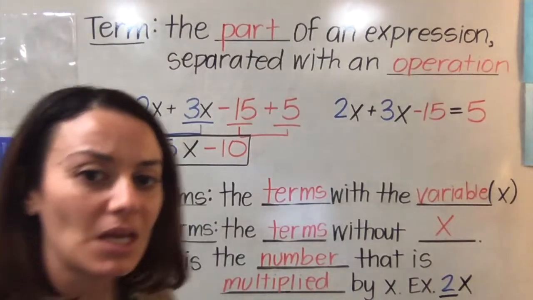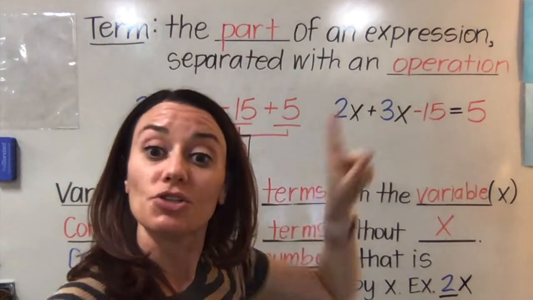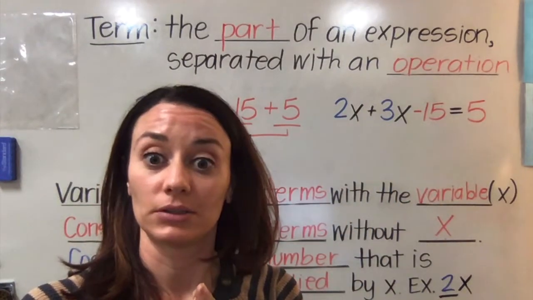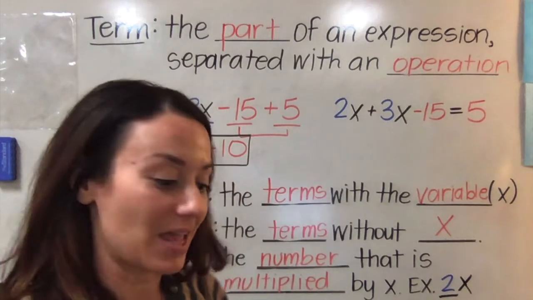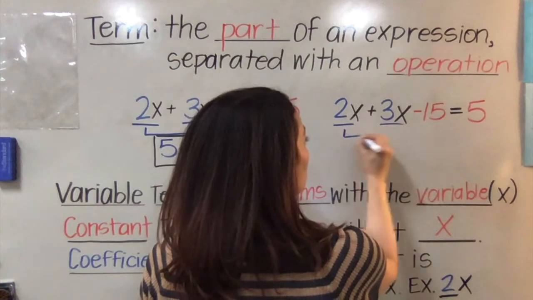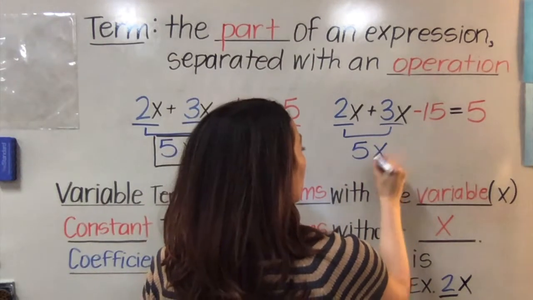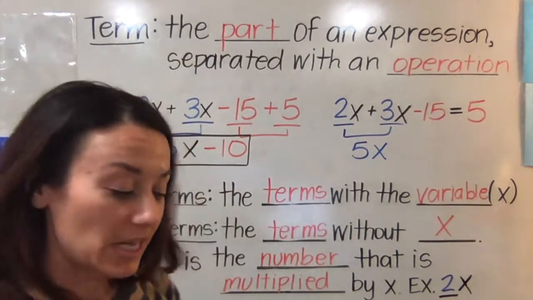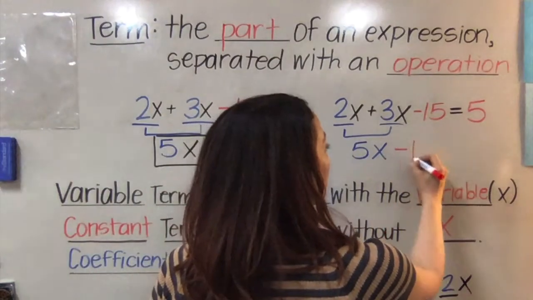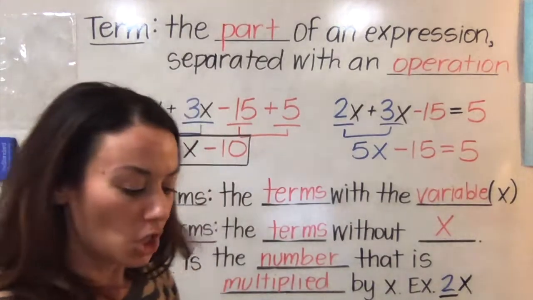Now that you have that concept, we're going to apply it to an equation. Do we have variable terms that we can combine and put together? Yes. What are they? 2x and 3x. Do we remember what 2x plus 3x is? It's 5x. Now what I want you to do is bring down the rest of the constant terms. So bring down negative 15, and now it's going to equal 5.